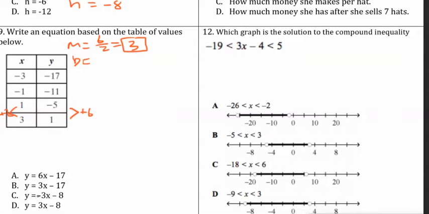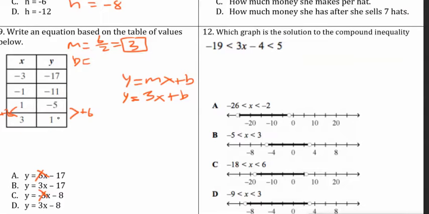Now looking at these, this one has a slope of 6, so it's wrong. This one has a slope of negative 3, so it's wrong. So it has to be either B or D. Now we need to find our y-intercept. To do that, I can use my y equals mx plus b. I already know m, so I have y equals 3x plus b.